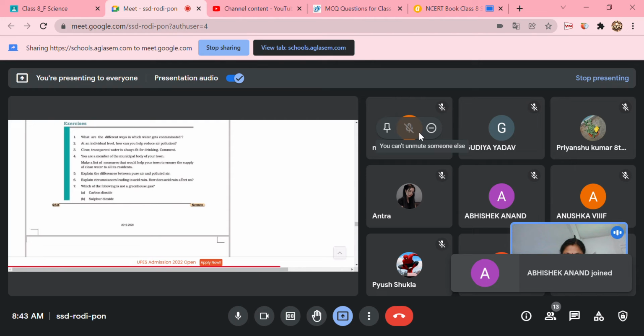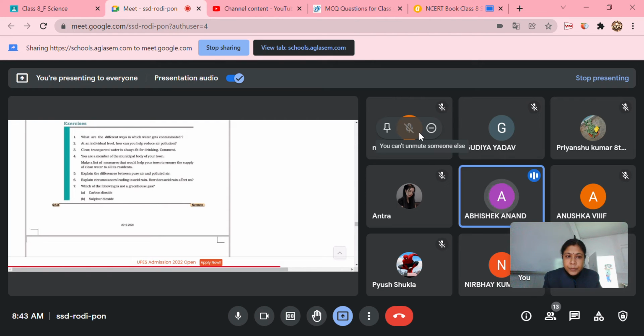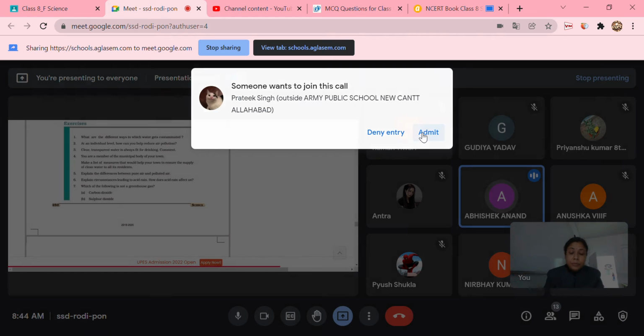Abhishek, am I audible? Yes, ma'am. Have you opened the page in the group? Yes, ma'am. The pollution one? Yes, the pollution page that I have shared from my book. Sources of water pollution. Yes, ma'am, industrial pollution and then sewage. Read it, read the sources of water pollution that I have given you.